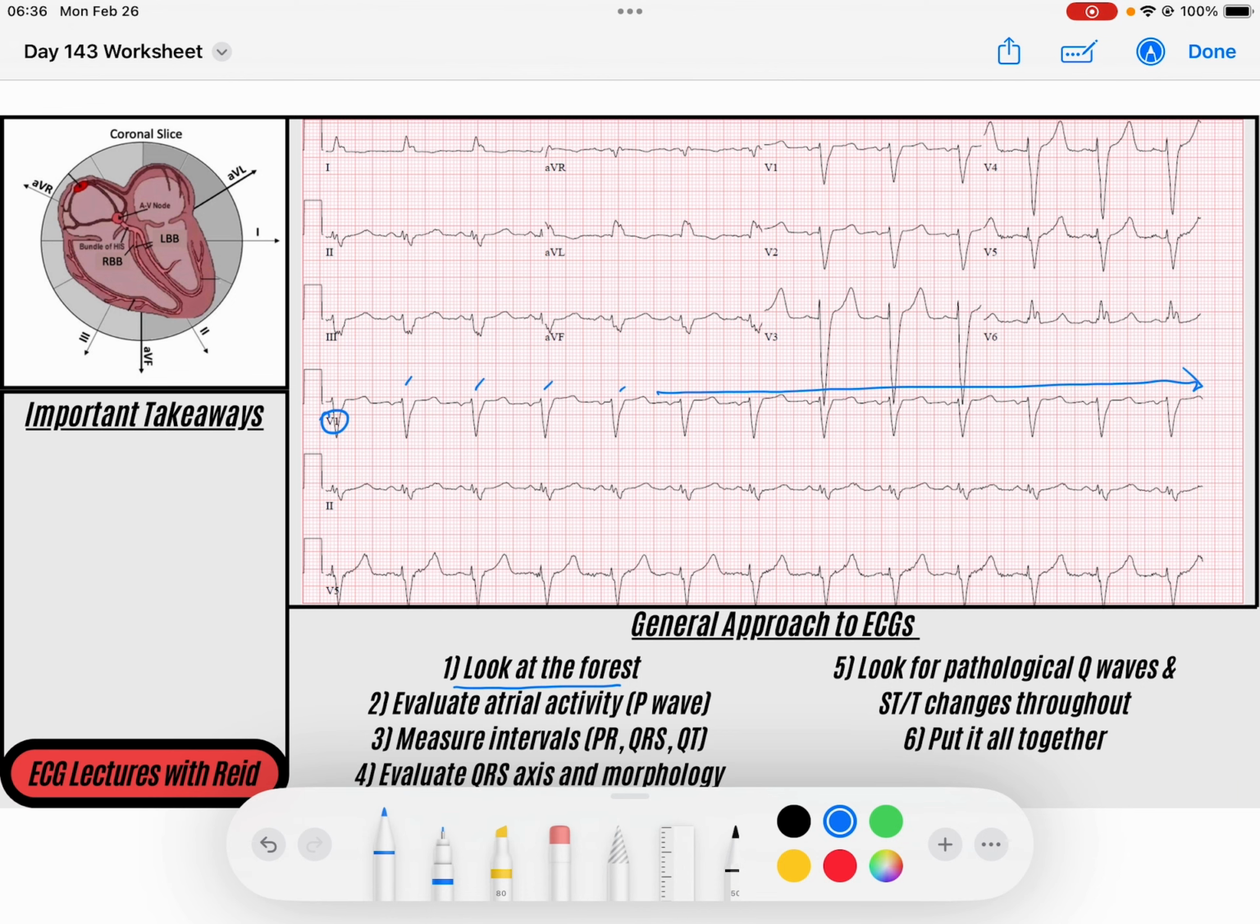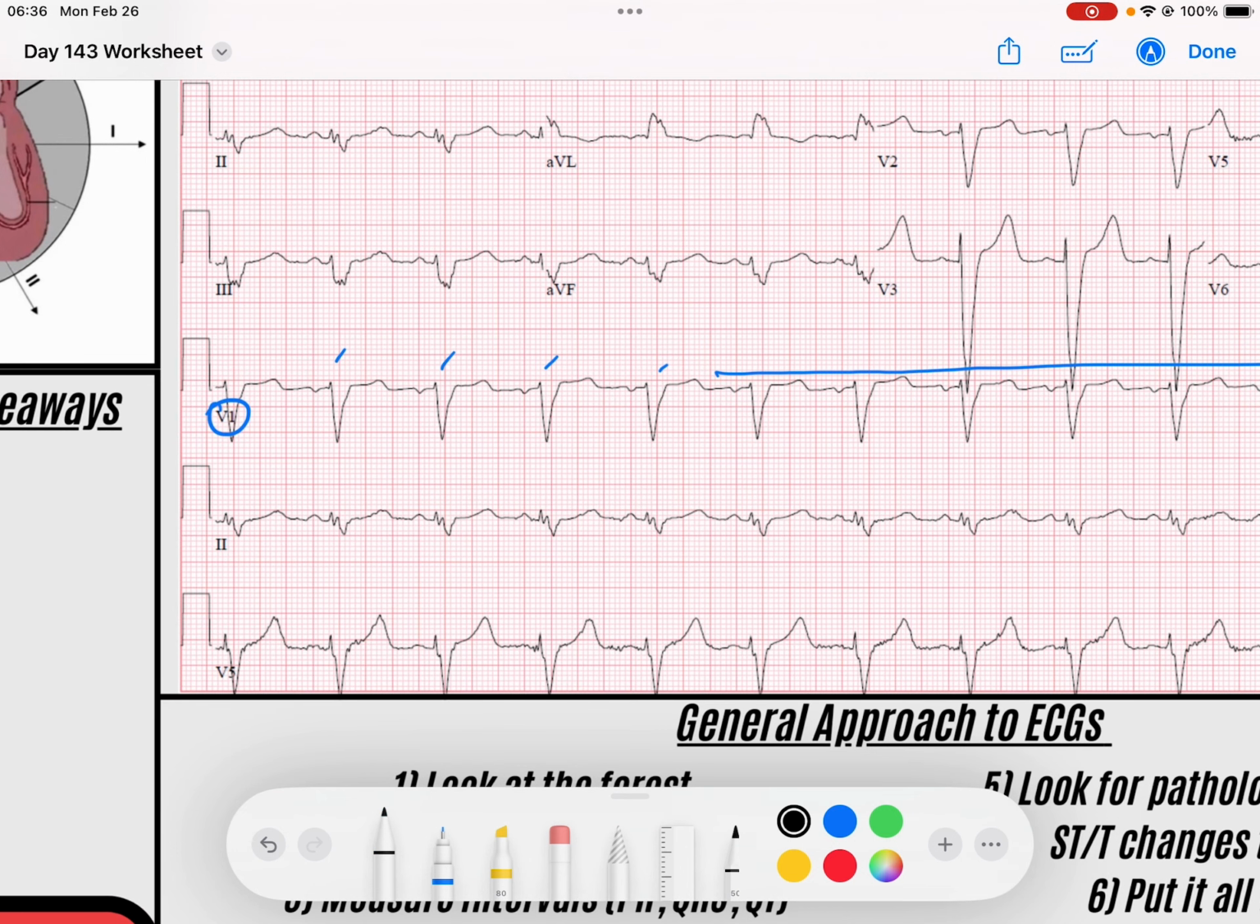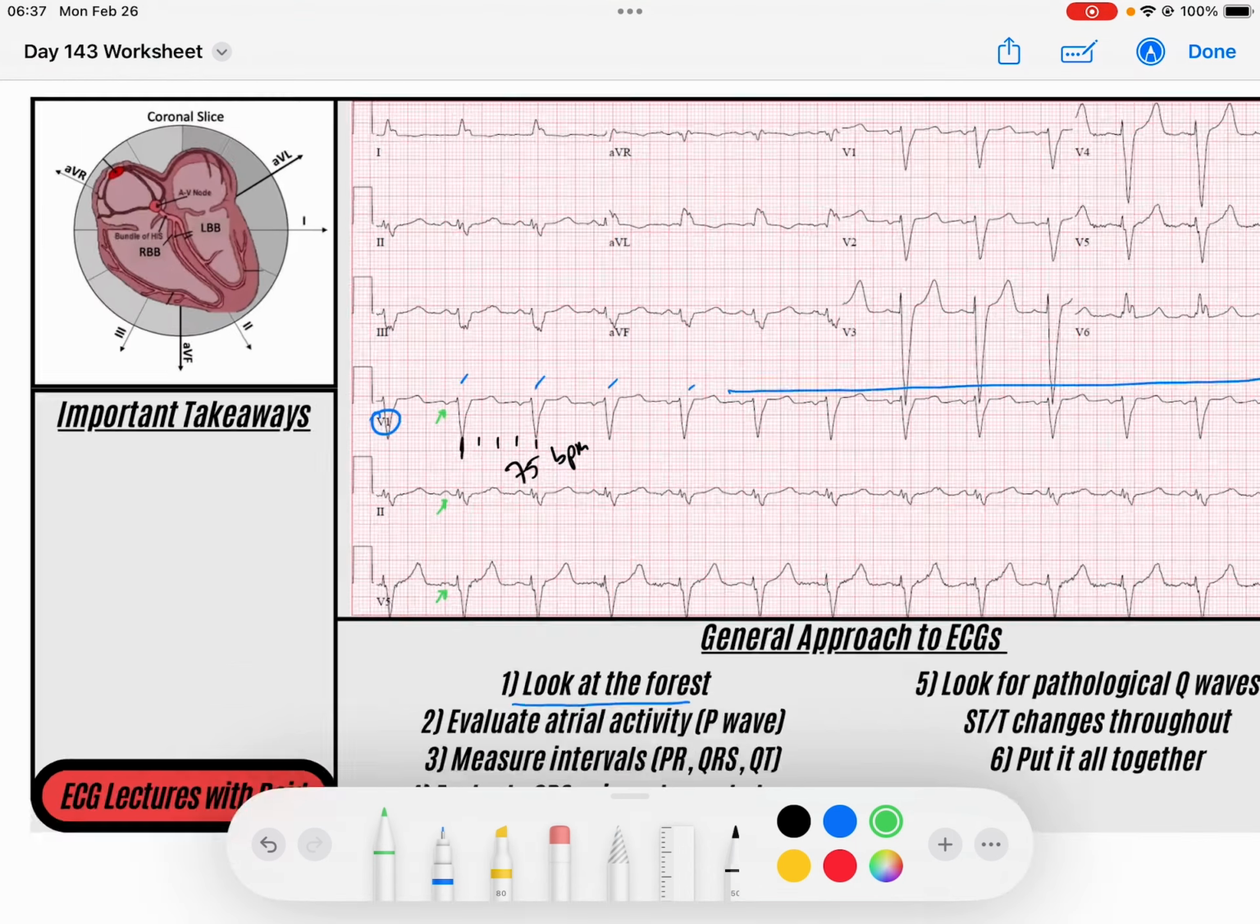The rate here, I'll just pick here is a QRS, that S wave right before that solid line. So 300, 150, 100, 75. So 75 beats per minute. Okay. I glance really quickly and I see that there seems to be a sinus P wave before my nice QRS. Let's evaluate that P wave.